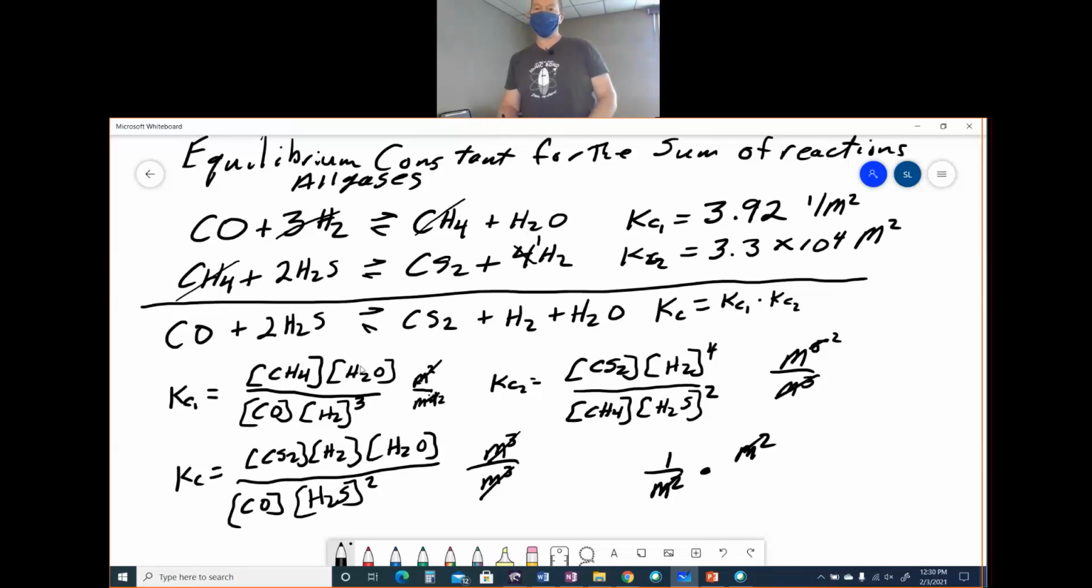So there will definitely be a problem when we're adding up reactions. And what's the new K value? When you multiply those two numbers together, you get 1.3 times 10 to the fifth. And so the answer to this question, what is the equilibrium constant for the sum of these two reactions? It is 1.3 times 10 to the fifth.